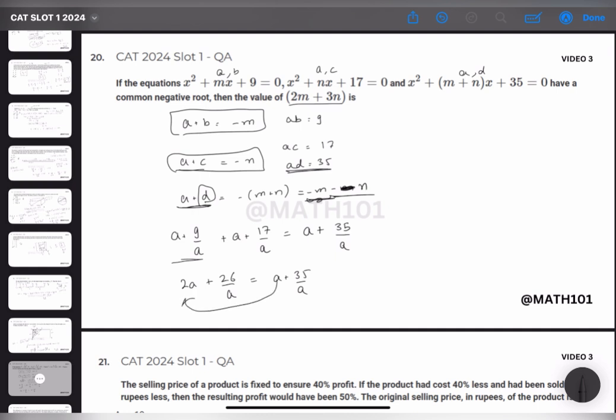So a goes here, this goes there. I get a equals 9 by a. So a equals plus or minus 3. We'll take minus 3 because they have said that there's a common negative root. Then a has to be negative because ab is positive. So if a is positive, b is positive, both the roots of this equation are positive, which is not possible. So a is equal to minus 3, b is equal to minus 3.